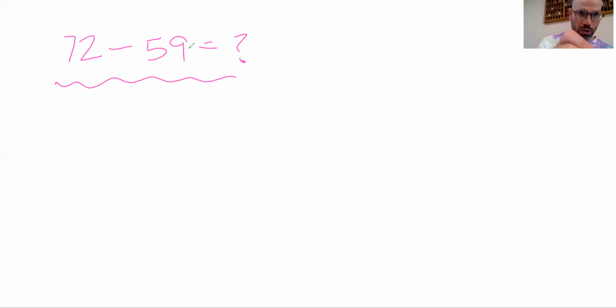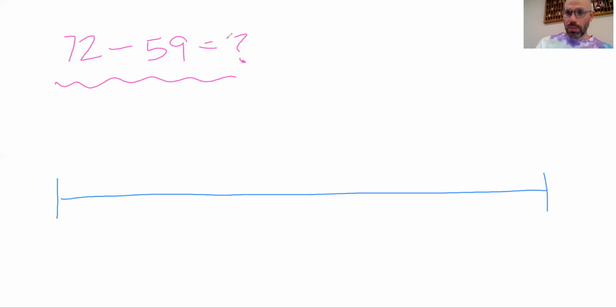So step one, we're going to create and label our number line. So let's see, I'll move this down a little bit. My number line. So I'm ending at 72 on my number line, which I know can be confusing because that's actually the first number in my equation. And I'm going to start at 59. Okay, now let's do our hops and our jumps.